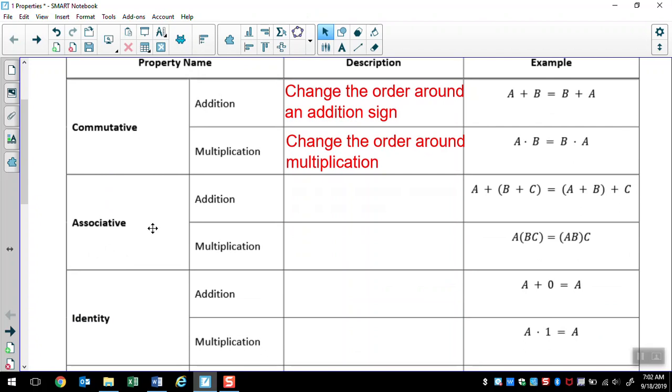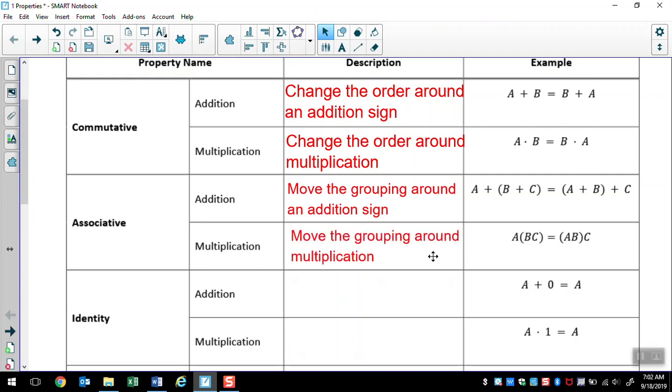Associative property, again, that can be split up over addition or multiplication. Associative property talks about how we group things together. So we can move grouping around an addition sign, or we can move grouping around multiplication signs. So it doesn't matter if I group B and C together or I group A and B together. I'm going to get the same answer because it's all addition all the way through. Same with multiplication. Doesn't matter who we group together, we'll get the same answer.